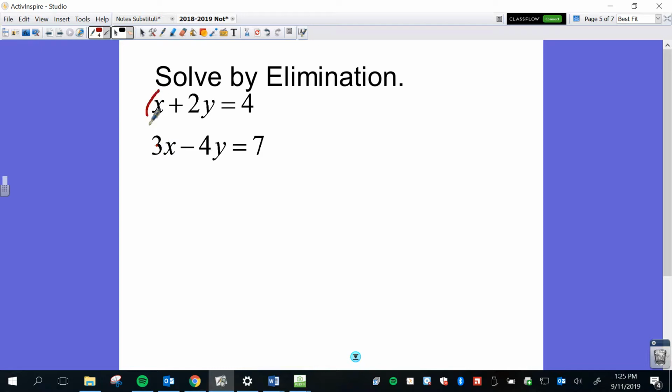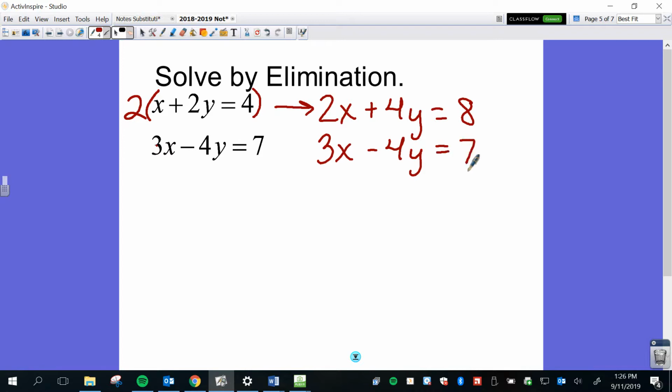All right, so I would have to take the entire equation and multiply it by 2. Even though I only want that 2y to be multiplied by 2, for this to be a legal move, I have to multiply the whole equation by 2. So let's see what that gives us now. I'm going to rewrite that. That has now turned into not x, but 2x, not 2y, but 4y equals 8. And I'm not going to change the bottom one because I will have my 0 pair that way. So this is going to be 3x minus 4y equals 7. You see how we have that 0 pair?